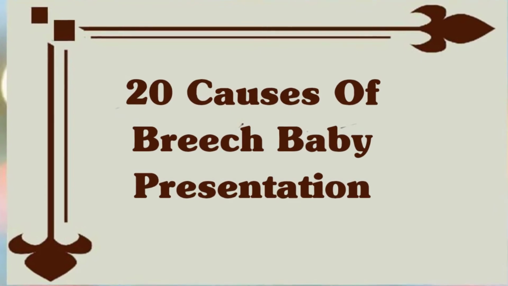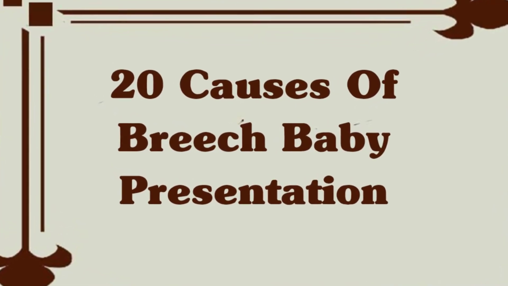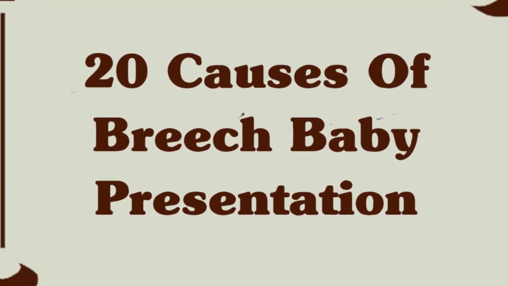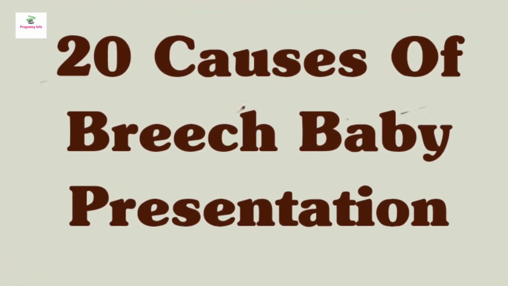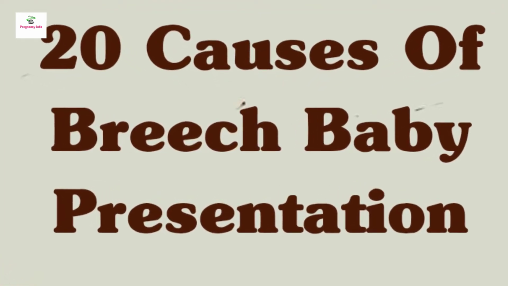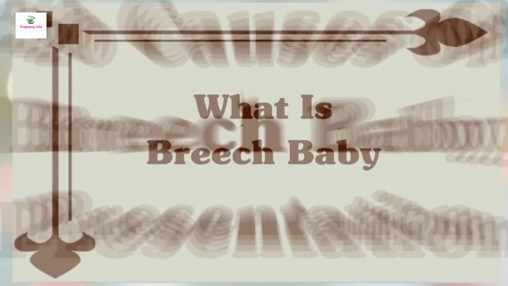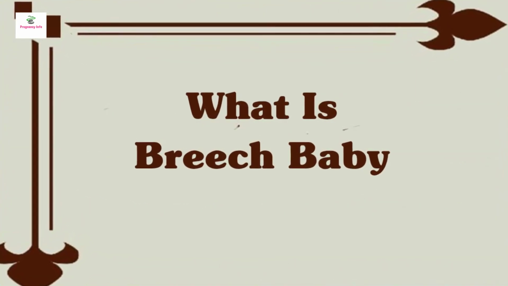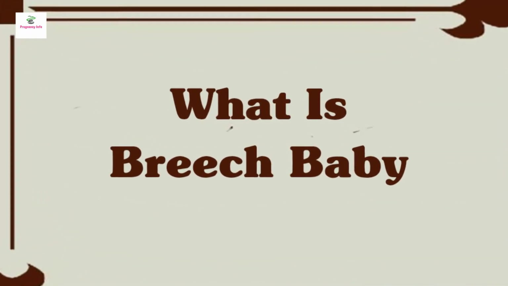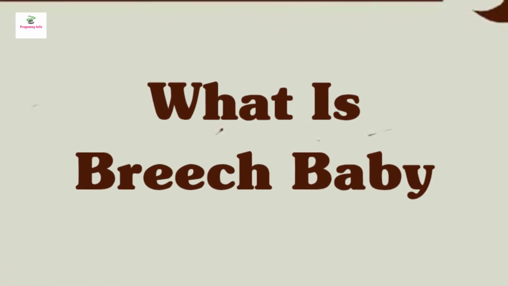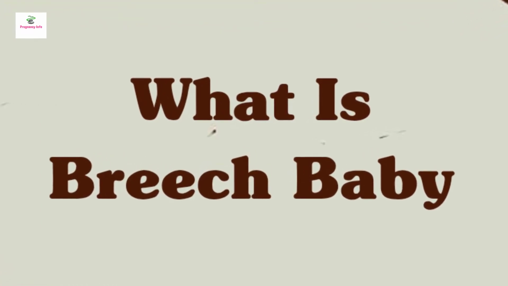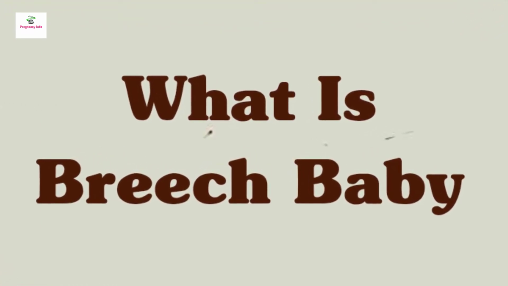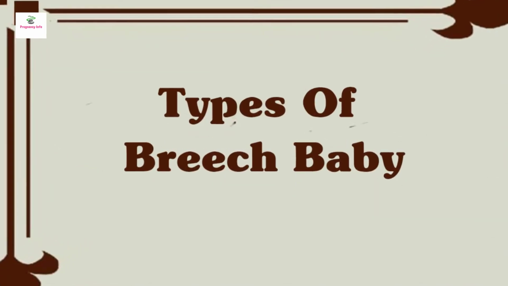Today we are going to discuss the 20 causes of breech baby in pregnancy. About 3 to 4% of all pregnancies will result in the baby being breech. A breech pregnancy occurs when the baby is positioned head up in the woman's uterus, so the feet are pointed toward the birth canal. There are some types of breech baby.